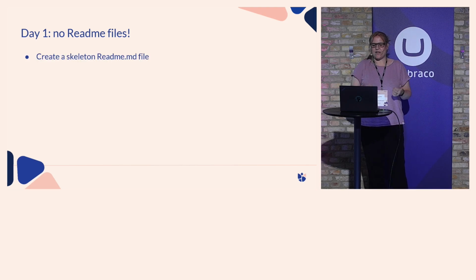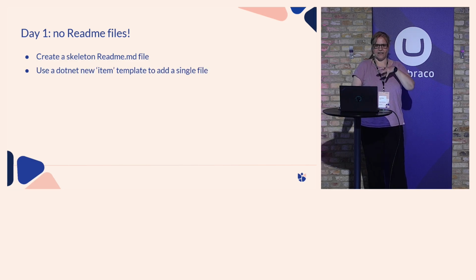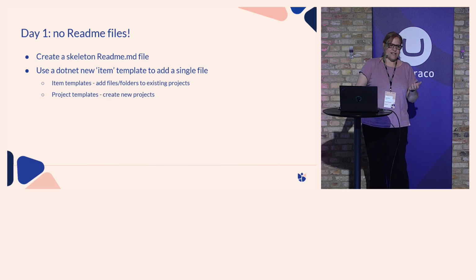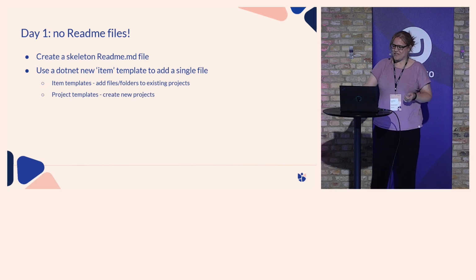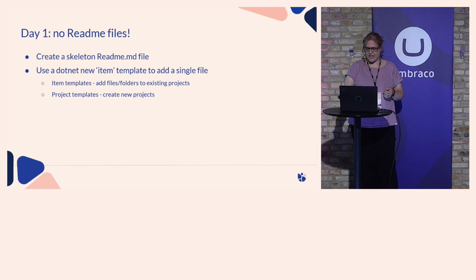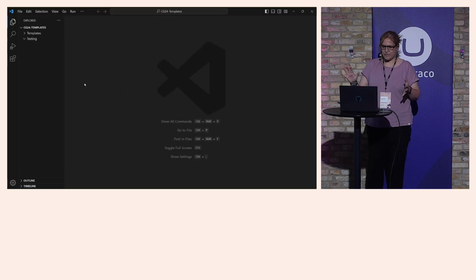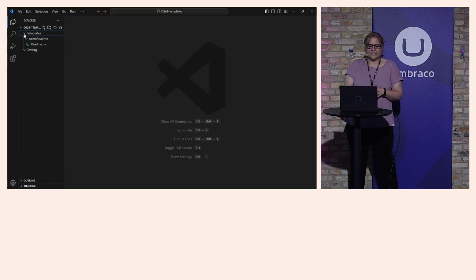So, it's day one, I'm going to create a skeleton README file, and then I'm going to use a .NET new item template to add this to all of the projects. Item templates you use for adding files and folders. Project templates, as the name suggests, you use for creating new projects. So this is the first time we're going to head into the demo video. Excellent, it's moving.